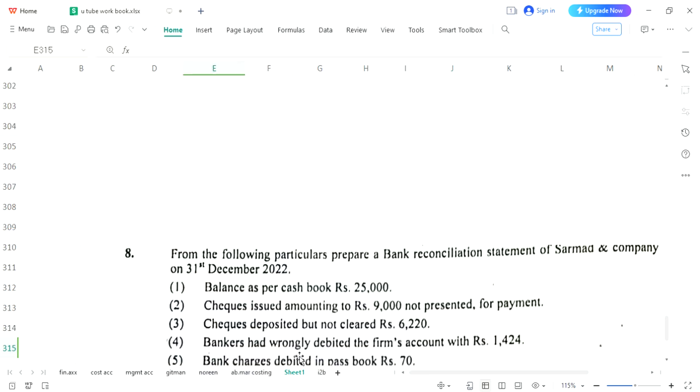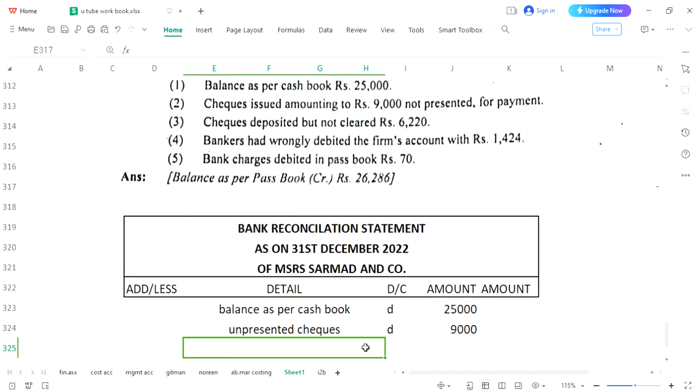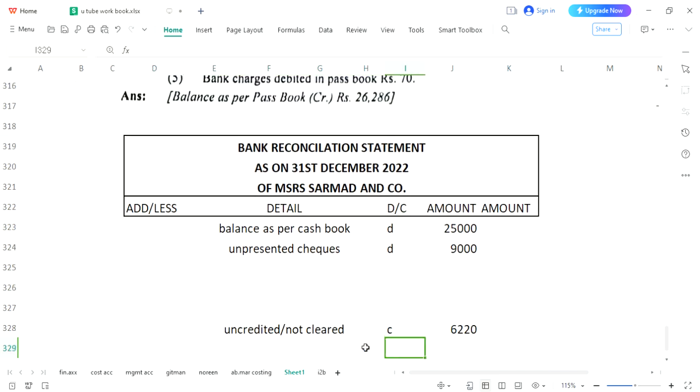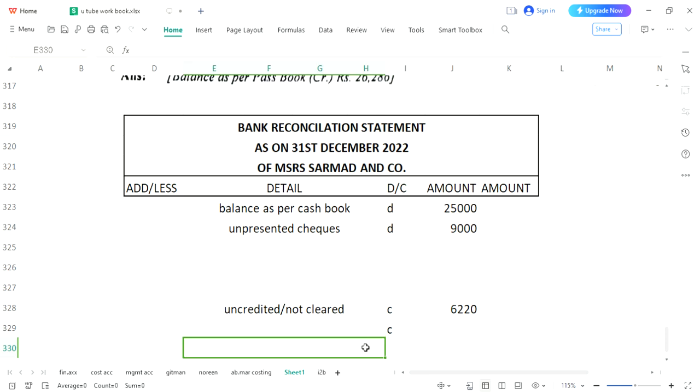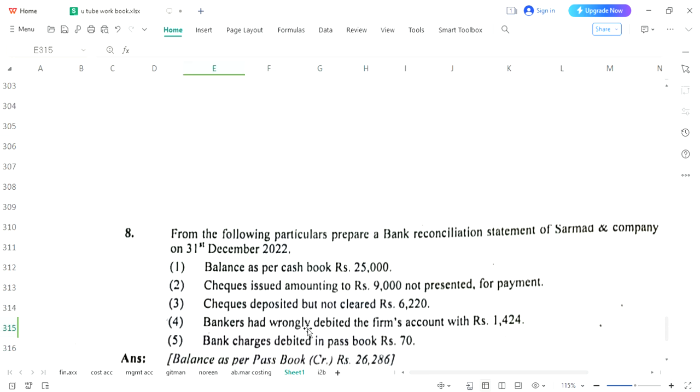Bankers had wrongly debited. As you know that in the wrong entries rule we have understood overcast or error of commission. This is also called a wrong entry. So wrong debit or error of commission where debit should be credited and credit should be debited. So this is a wrong debit. You will do it opposite, means credit, and here you will write credit. And look at this, wrong debit.